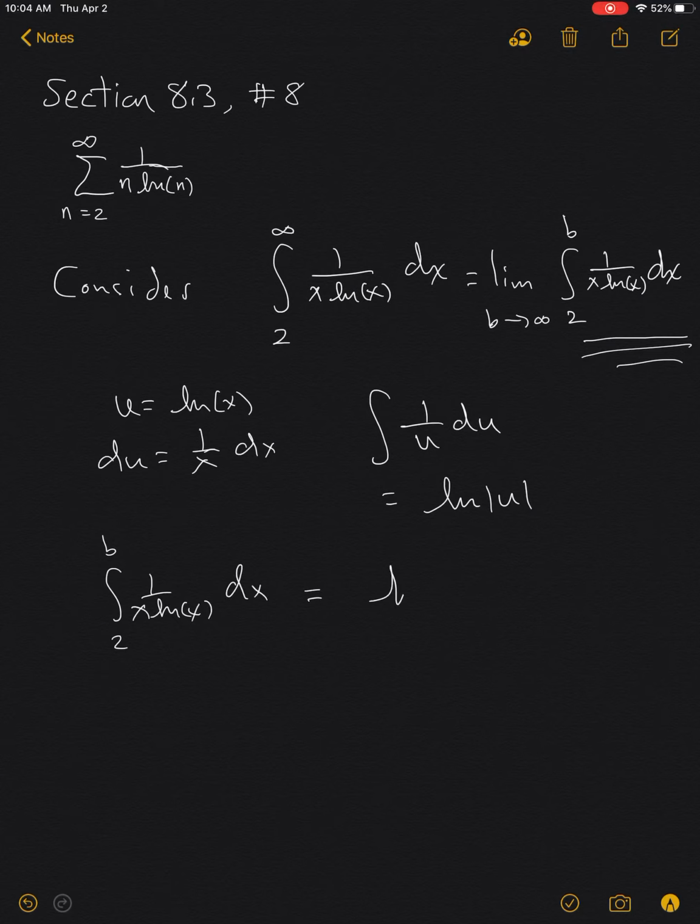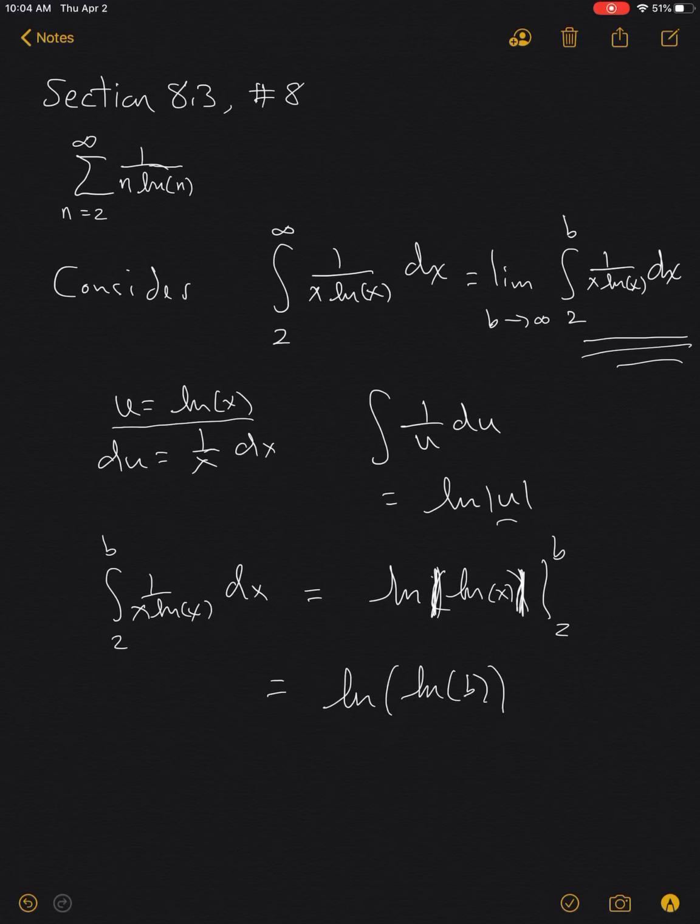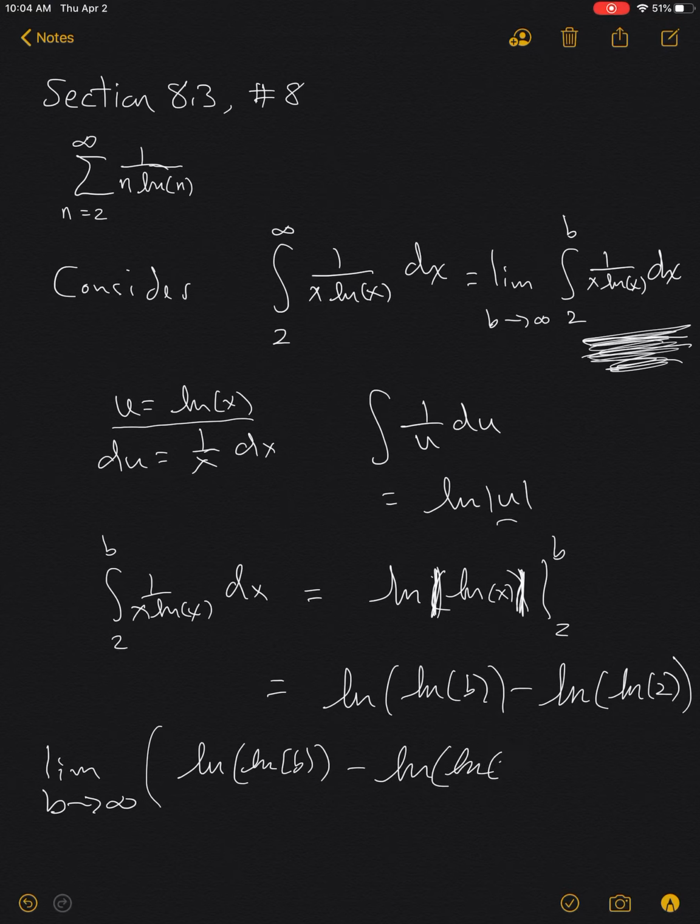And we're putting in ln x for u, technically this should be absolute values here, which is the natural log of the natural log of b minus the natural log of the natural log of 2. So that's our underlined integral up here, and now we're going to study this as b goes to infinity. So we want the limit as b goes to infinity of the natural log of the natural log of b minus the natural log of the natural log of 2.